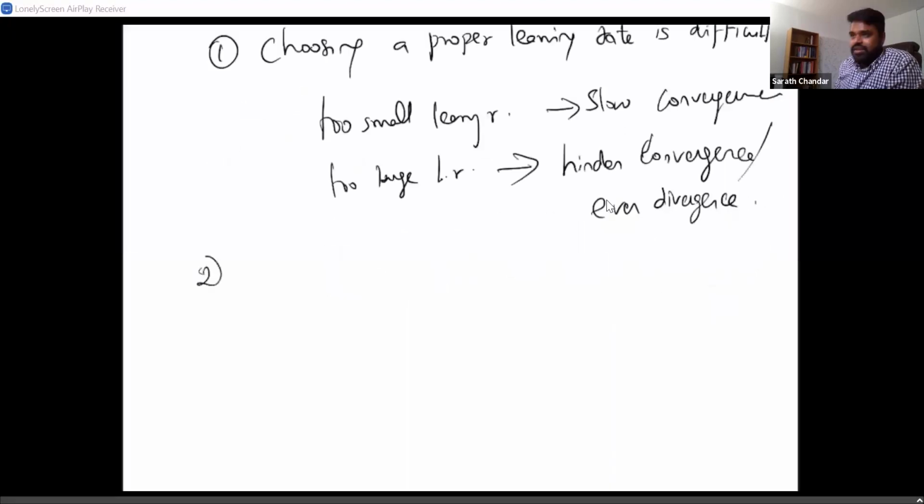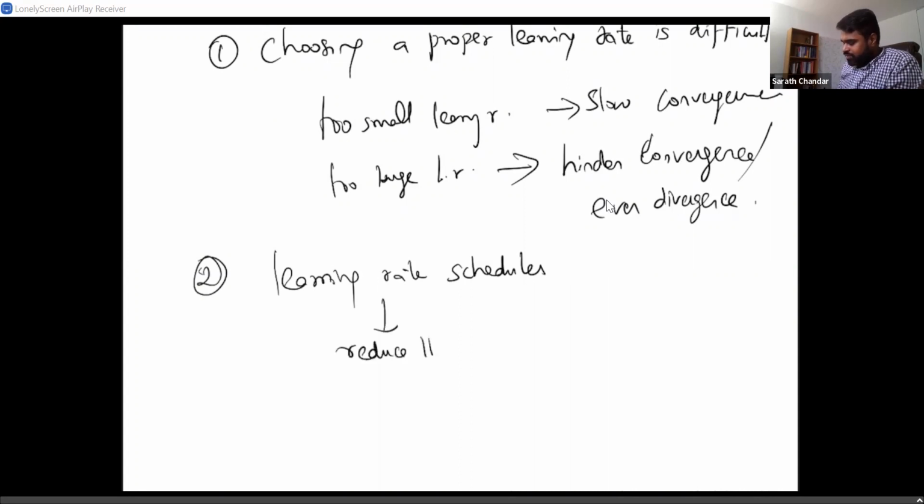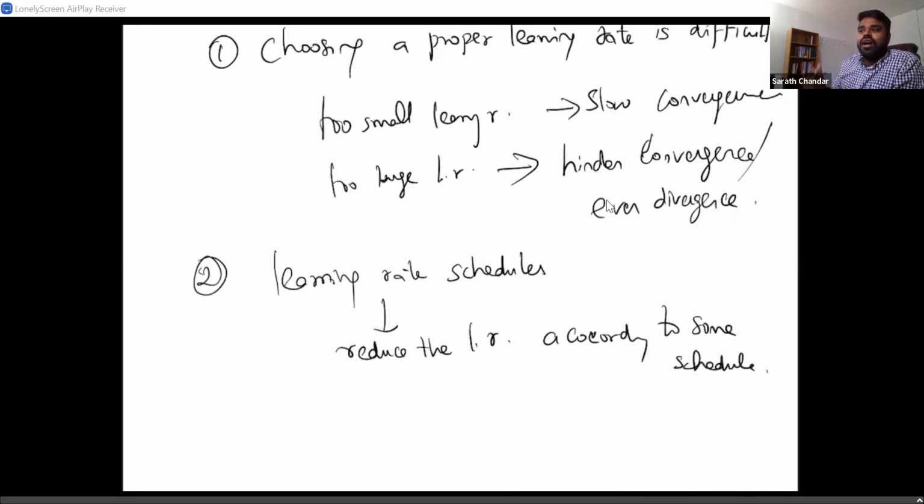Then the second thing is we need some learning rate schedules to adjust the learning rate during training. Basically we want to reduce the learning rate according to some schedule so that we can guarantee convergence. After every few epochs, I want to reduce the learning rate. Now, how to do this learning rate schedule is a very difficult problem. So how can I decide?